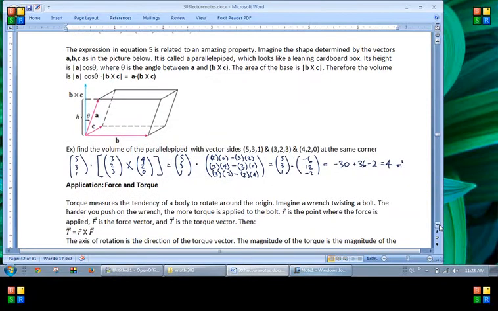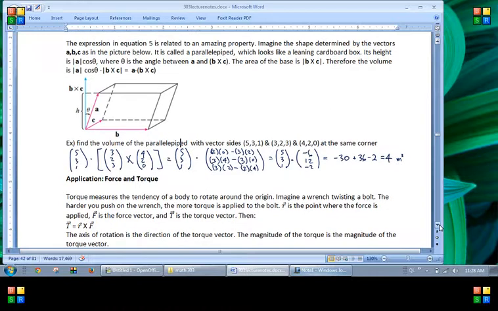Now, the axis of rotation is the direction of the torque vector. So the torque vector, if you like, will sort of point along the length of the bolt. And the magnitude of the torque is the magnitude of the torque vector. And so without going into what that means too much, the more torque you have, the faster the thing's going to spin around its axis.